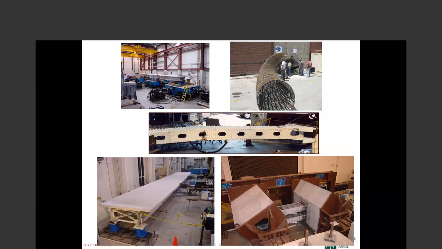The photo on the bottom left shows a steel plate girder bridge. It's a two-girder bridge with a deck on top. This is a composite deck, so you have shear connectors that connect the reinforced concrete deck to the plate girders. And the main thing we want to see here is the load path.